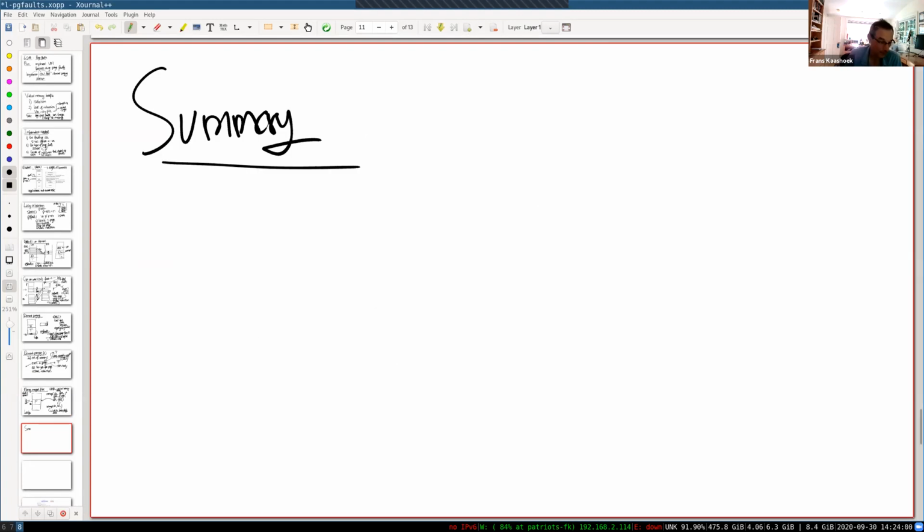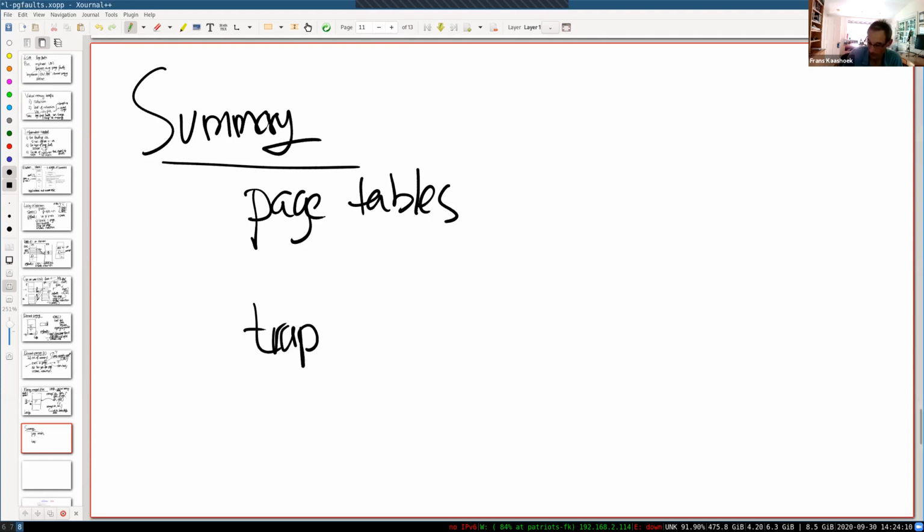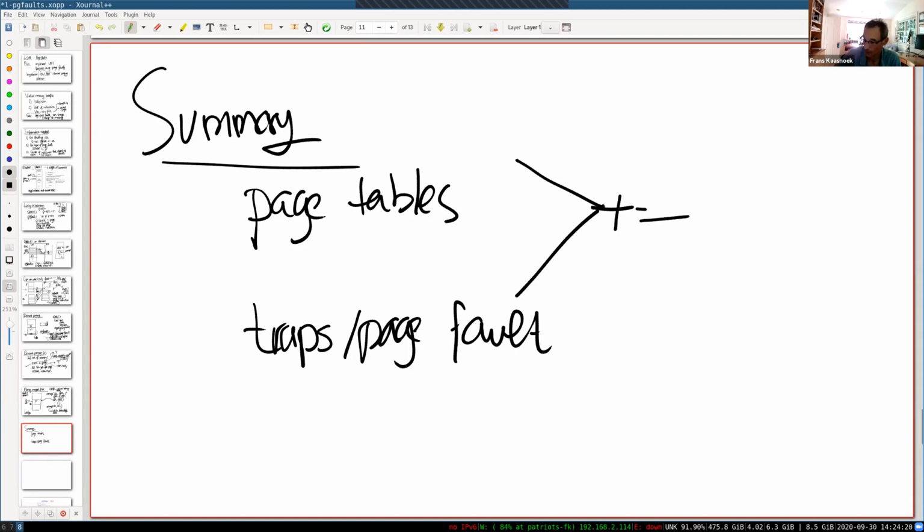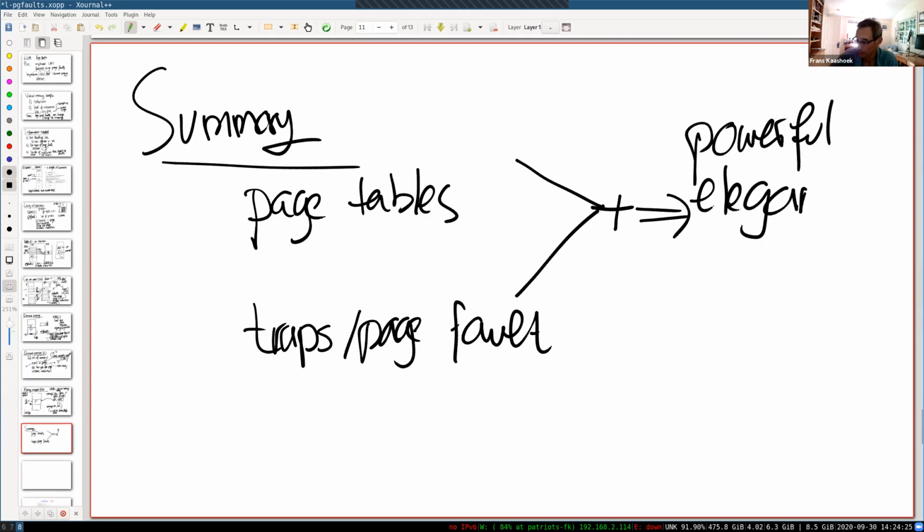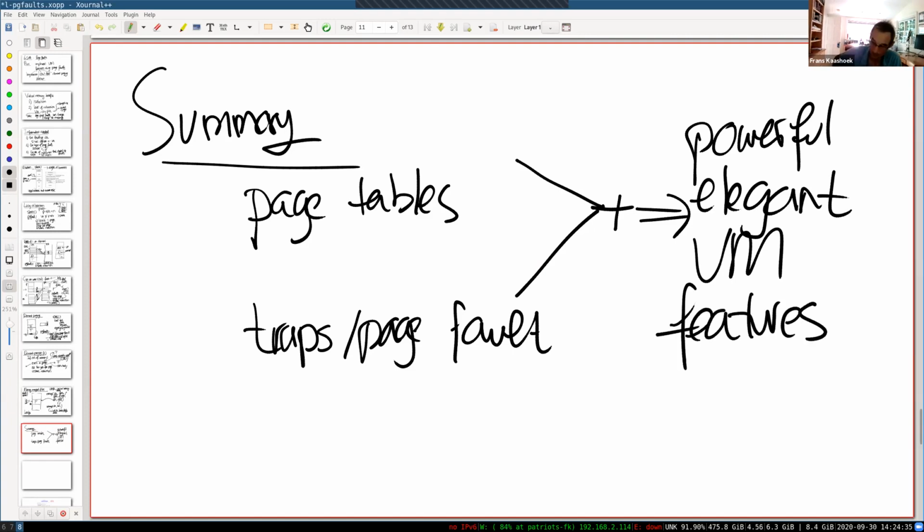We have looked in the past, in great detail, exactly how page tables work. We've done a couple labs, one lab with page tables. We've looked a lot at how traps work and page faults. And it turns out, if you combine the two, you can implement very powerful and elegant virtual memory features. We went through a whole list of them, mostly focusing on the ones we're actually going to be implementing in future labs.